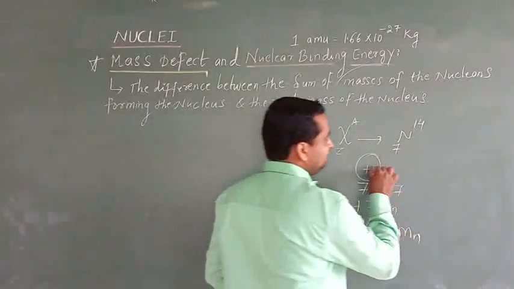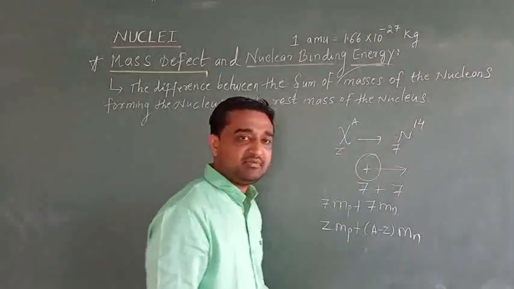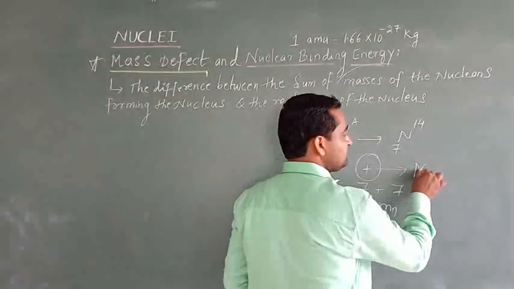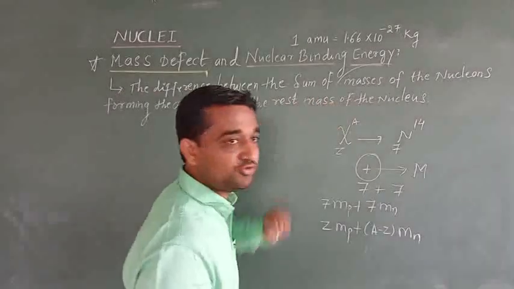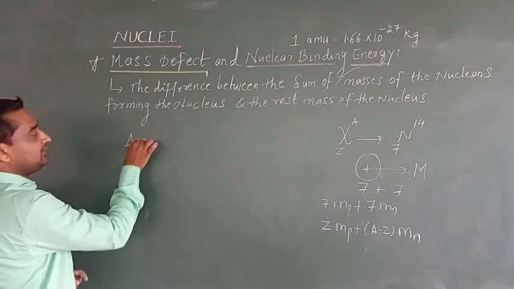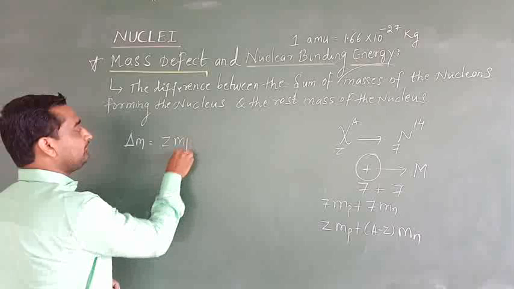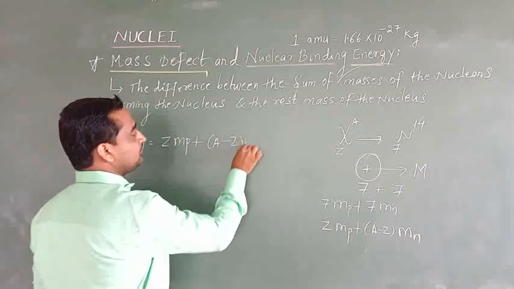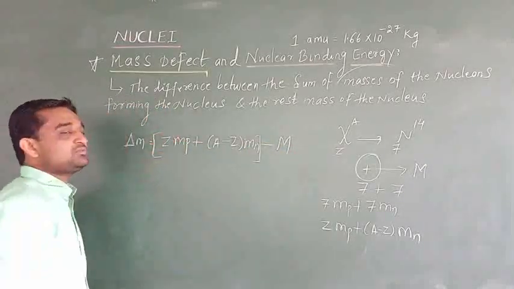And if you take these nucleons, this stable nitrogen nucleus is formed. We have taken the example. Its mass is equal to M, that is the rest mass of the nucleus. Now what is mass defect? We are going to define here: delta M is equal to Z mp plus (A minus Z) mn minus M.